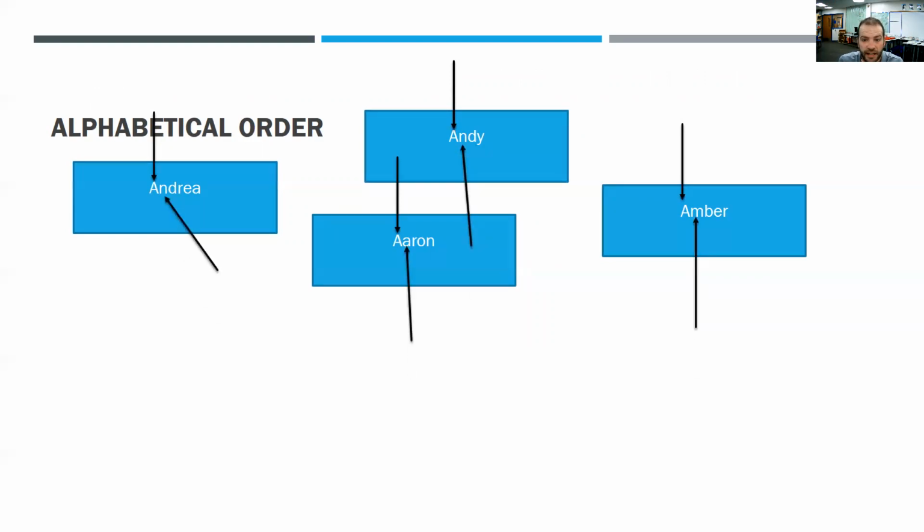When we look at the second letter, now things start to change. We see that Aaron is definitely going to be the first alphabetical name. So we say Aaron's first, right? Now we have N and M. Oh, N and M. So M is before N in the alphabet. So we're going to put Amber second. So Aaron's first, Amber second.